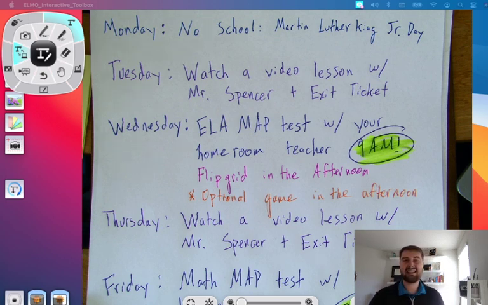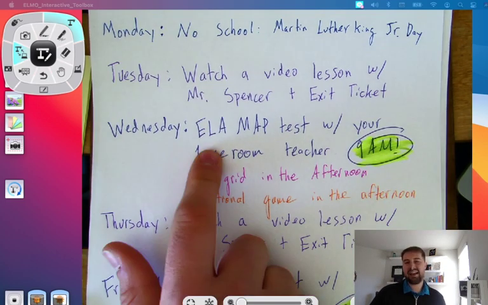That way everything gets taken care of and we stay on track. On Wednesday, we will be ELA MAP testing with your homeroom teacher. So whoever you have first in the morning, whether it's Miss Brown, Miss Hayden, Mr. Barton, or myself, make sure you are there with that teacher at 9 a.m. if you are at all able to. We'll start promptly at 9 a.m. with the ELA MAP test.